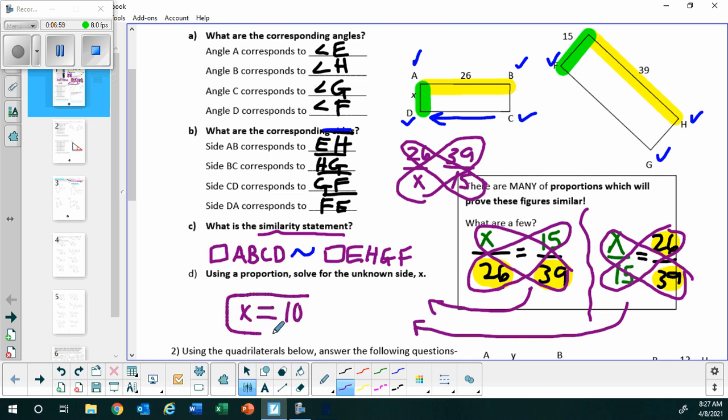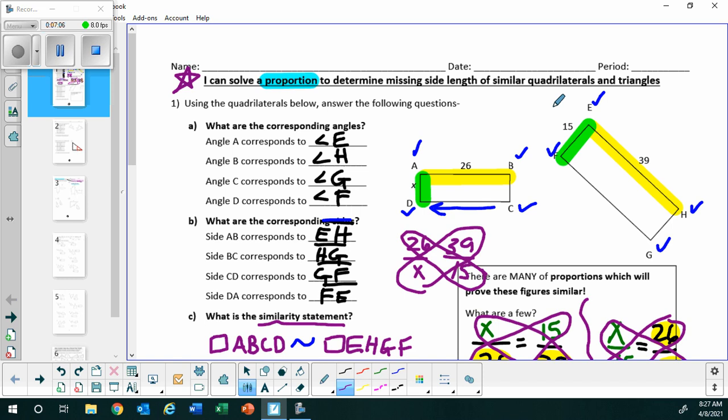And what we just did was we used a proportion, any one of these, we used one of them to find the missing side. And go back to the I can statement for today. We just solved the proportion to find the missing side length of two similar, in this case, quadrilaterals. Okay?